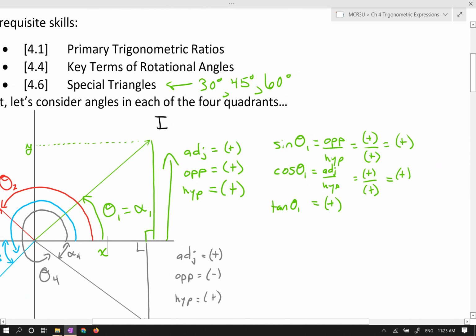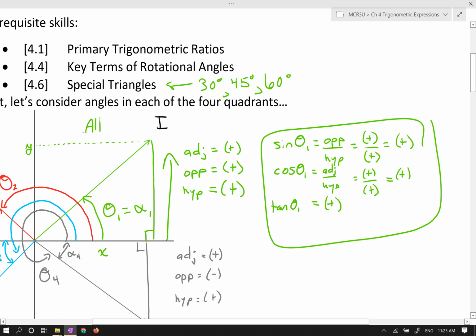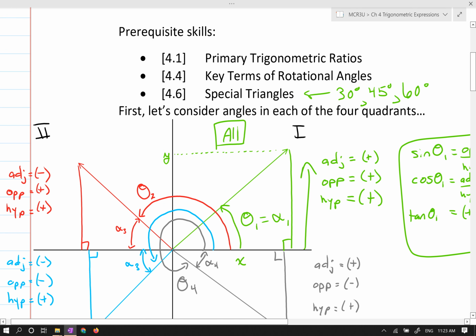And what I might write down here, I can sum all of this up and say, okay, which ones are positive? All of them are positive. If I'm working in quadrant 1, all my ratios are going to be positive.